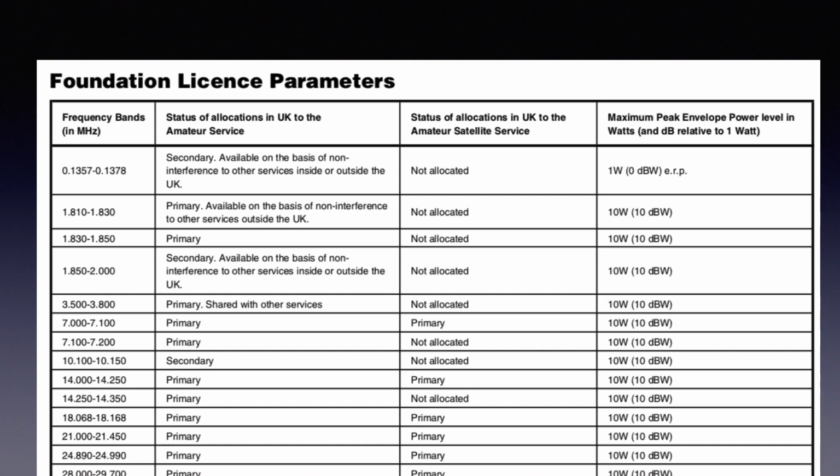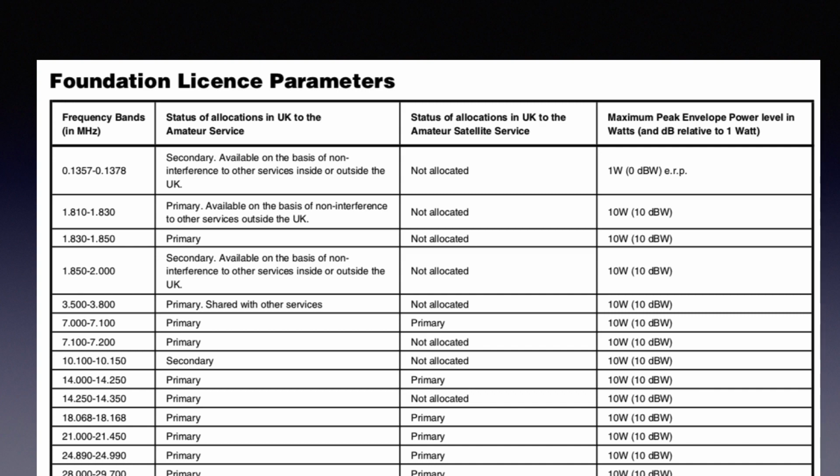And then it says the maximum peak envelope power level in watts, and then in brackets it says dB relative to 1 watt. So you don't have to worry about dBs for the foundation course. This is simply another measure of power. So ignore what's in the brackets, except that you may need to reproduce it. Just simply look it up and reproduce it in a multiple choice question. But other than that, you don't need to have any understanding of what a dB, a decibel, is.